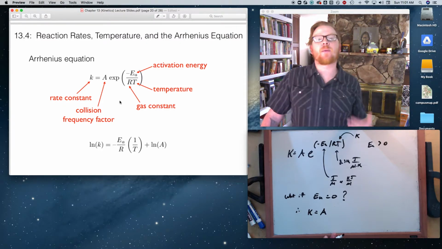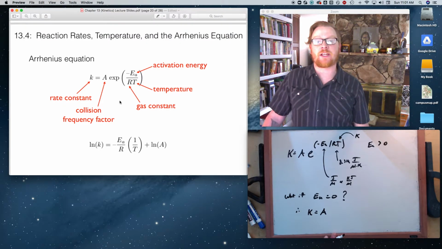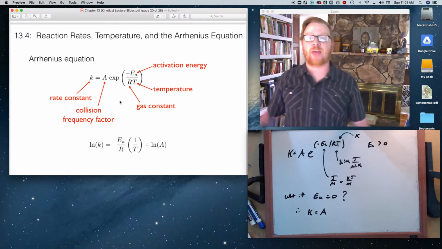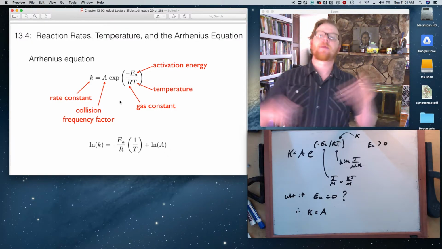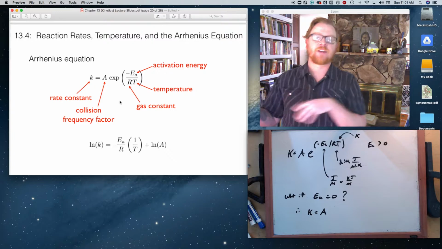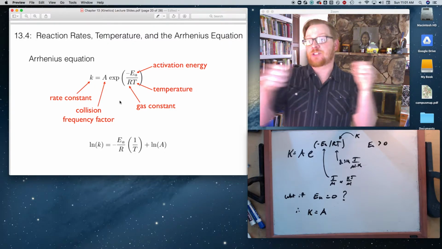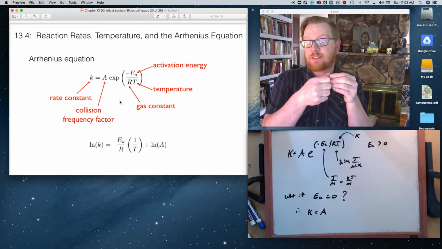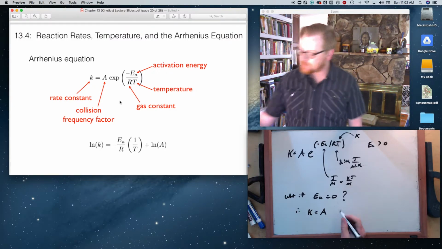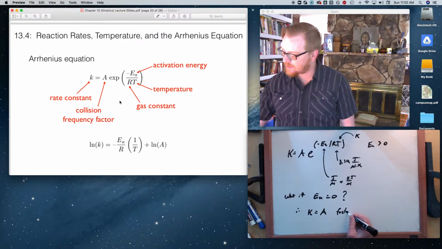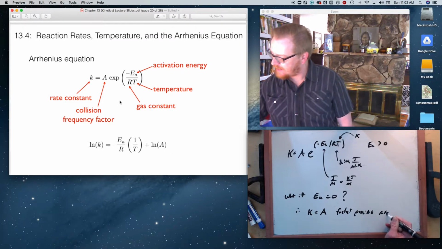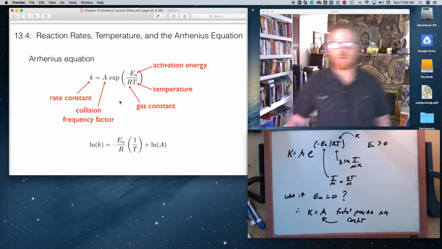In the limit in which there is no activation energy, in other words, the molecules react as soon as they collide. They collide and they react. So in other words, the rate limiting step was the amount of time it took them to just get together in the first place. Okay? Then that means this is the fastest possible rate constant.